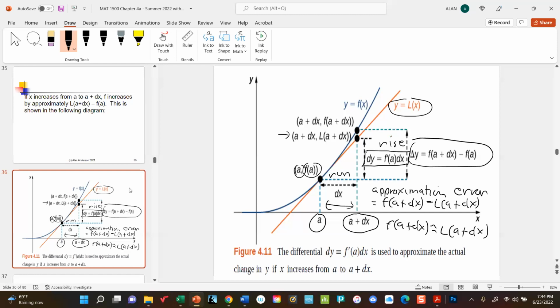So anyway, you can see that the two are very close to each other as long as dx is very small. And of course, by definition, dx is an infinitesimally small change. So therefore, the result must be very accurate.